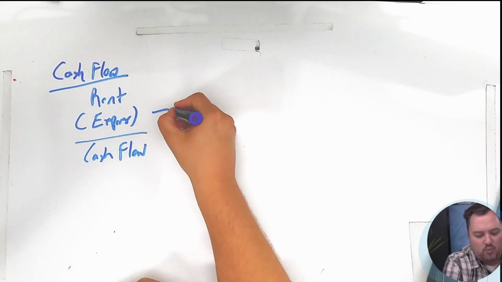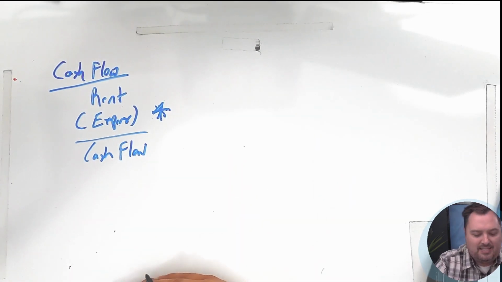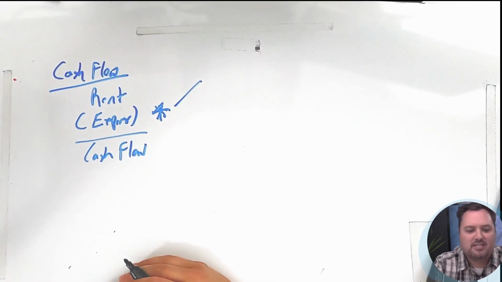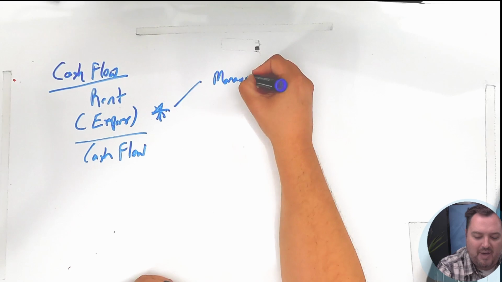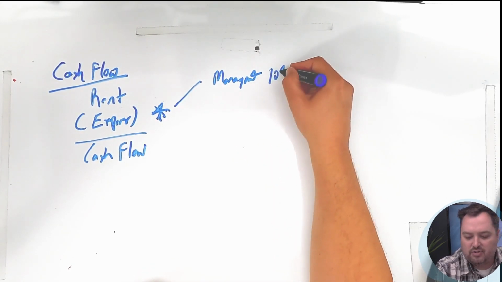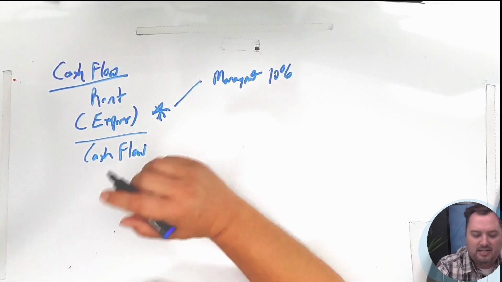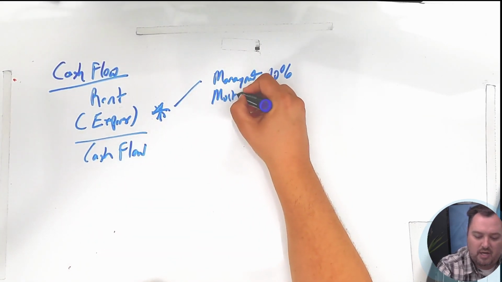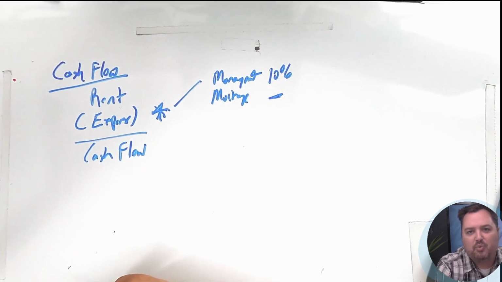But the real question is what's included in these expenses? And that's something people don't really think about. So let's talk about it. First thing you've got to look at is management. Are you managing the property or are you paying for management? If you are, managers are typically 8 to 10% to manage the property, so you've got to plan on that. Next thing you've got is your mortgage, okay? Your mortgage payment, however much your mortgage payment is, you've got to put that in there.